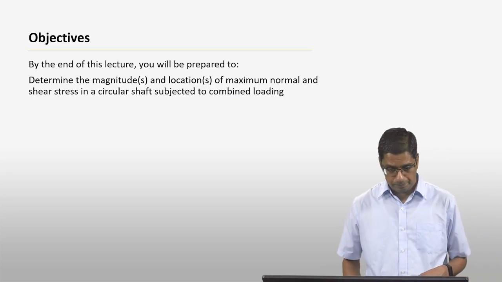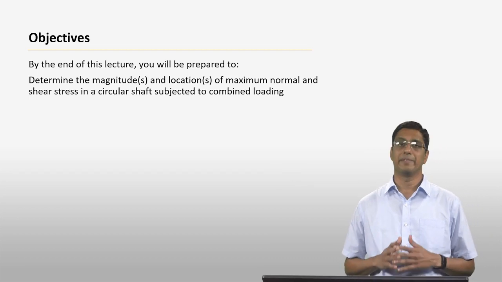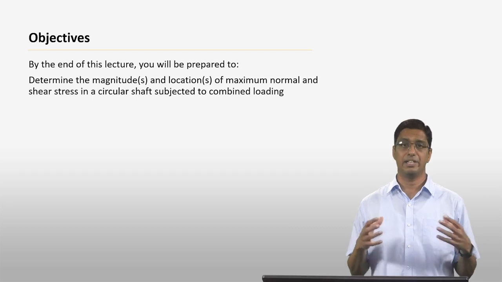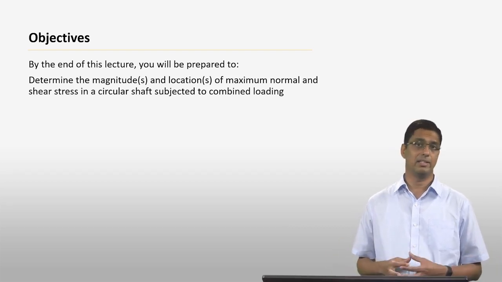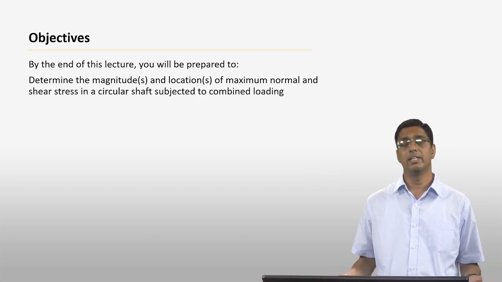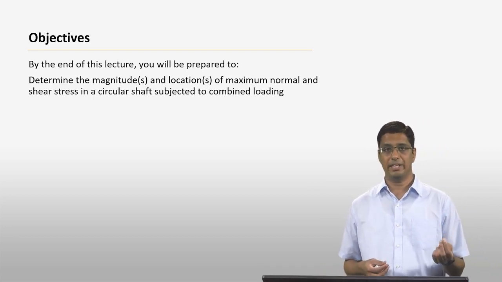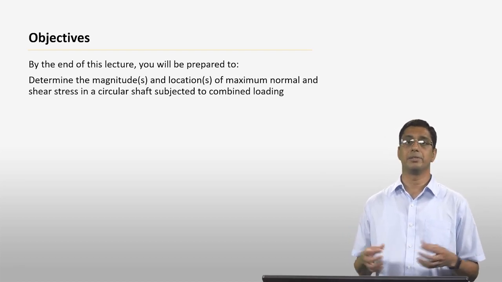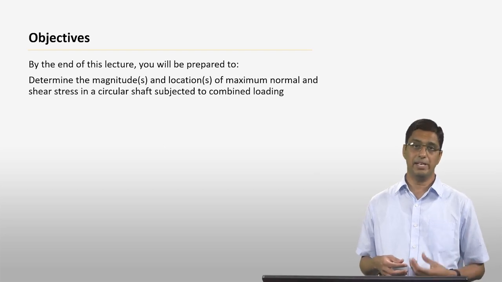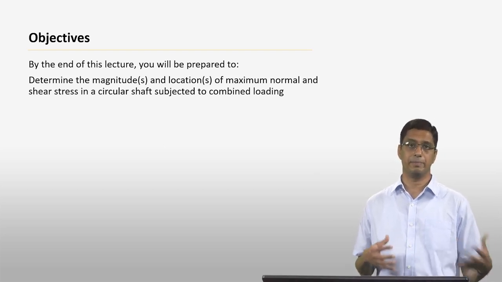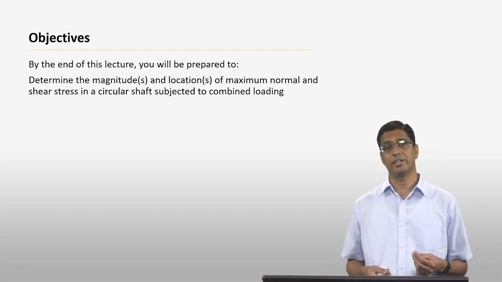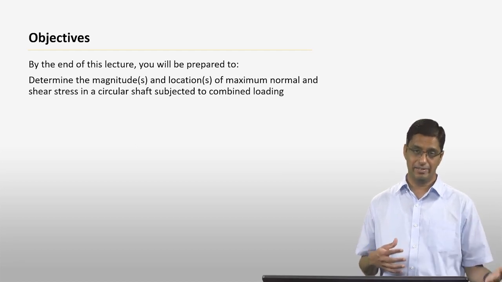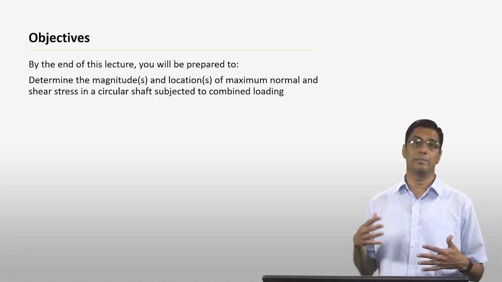Okay, so what are we trying to do here? We are essentially trying to do what we did in the previous lectures, which is to analyze the state of stress in a shaft that is subjected to combined loading. The shaft has a circular cross-section, and we are interested in two things: finding out the maximum bending or normal stress that this shaft experiences due to this combined loading, and the maximum shear stress that this shaft experiences because of combined loading. We are also interested in finding out the precise location in the shaft where you have this maximum bending or normal stress and the maximum shear stress.